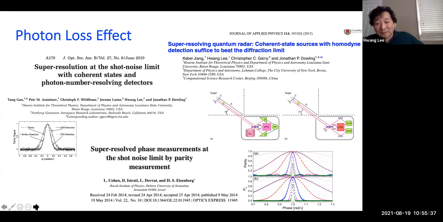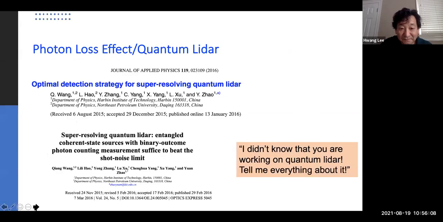And then I should mention this a little bit: we ditch the NOON state and use coherent light with parity and homodyne detection to beat the diffraction limit resolution. And we called it just a quantum radar at some point. This was 2013. And then, yeah, it was quiet, but then in 2016 there appeared two papers on quantum LIDAR from the same Chinese group. And this is here.